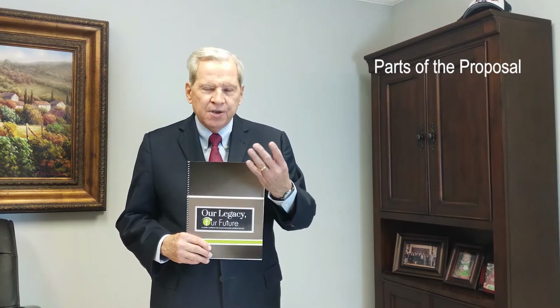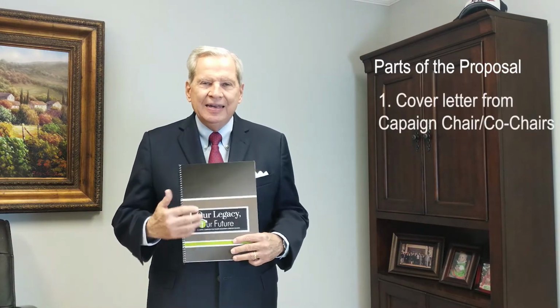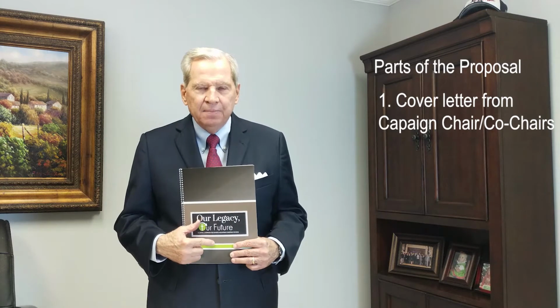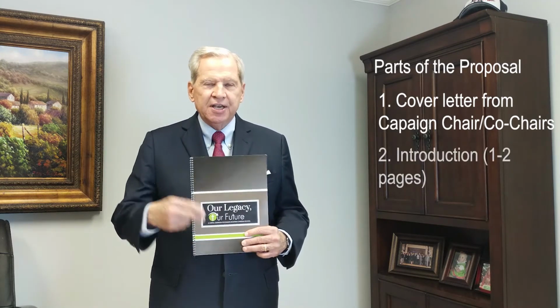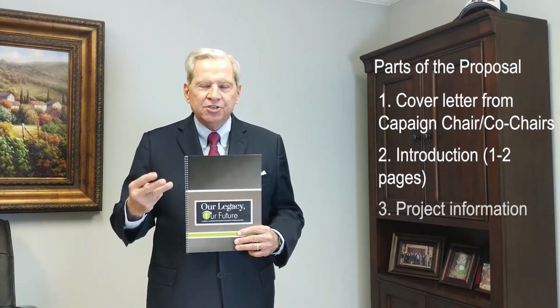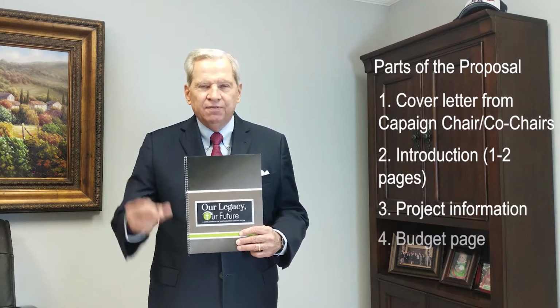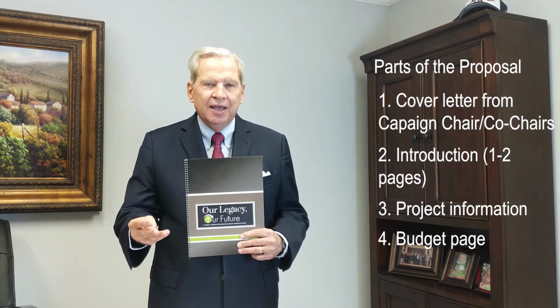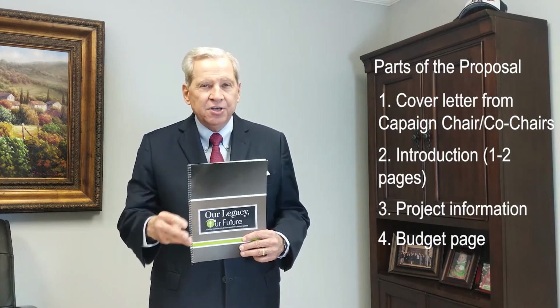Now, our proposals are built in 4 separate sections. One, we have a letter from the campaign chair or co-chairs. The second section is an introduction, which is a page or 2 pages. The third section is the project information. The fourth section is the budget page. And again, we like to use odd numbers in the budget page, not an even number.